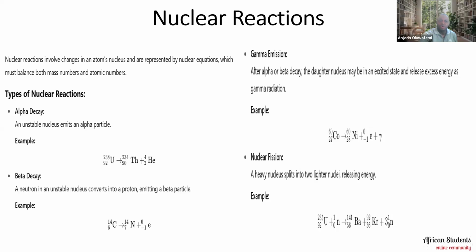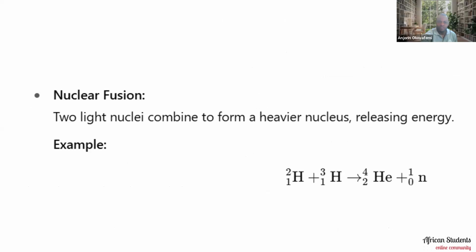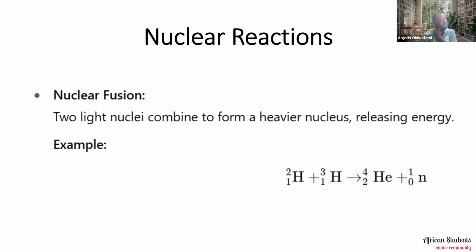Apart from fission, there's also another one that we call nuclear fusion. This involves 2 light nuclei combining to form a heavier nucleus, releasing energy in the process also. You can have deuterium and tritium combining together to form what? Helium. And then they release energy, which is the neutron that has been released. That is fusion. Lighter nuclei come together, fuse together, and produce a heavier nucleus, like what we can see on the screen there. Okay, so that's for nuclear reactions.